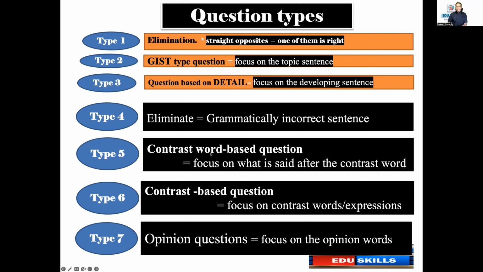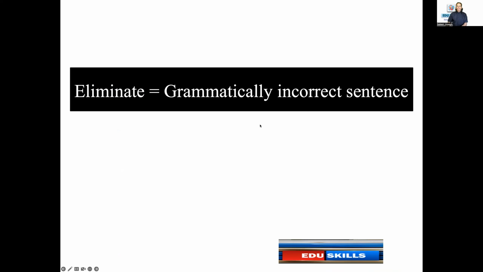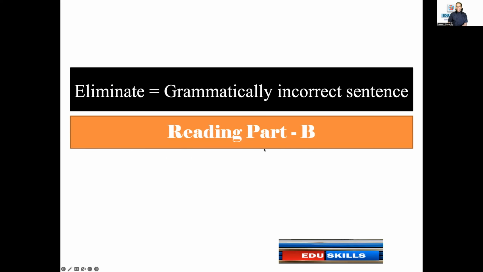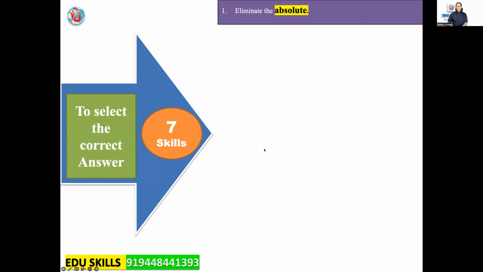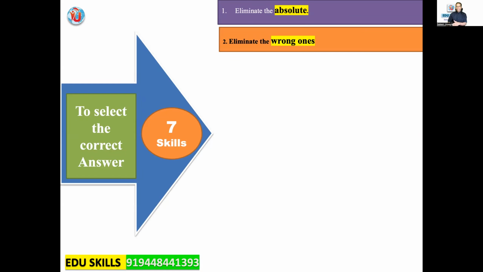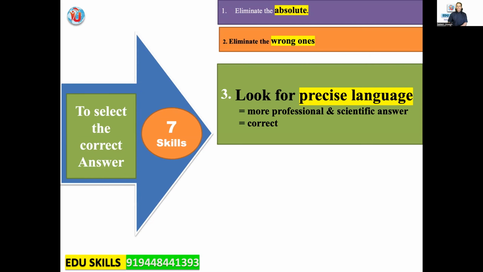And there are other types, 5 more types, which we will not be able to go into today. It will take a long time. We'll continue again. Eliminate grammatically incorrect sentences. We are taking from Reading Part B. As we have seen in the elimination method, 7 skills of elimination. If you have not attended the session, there is a video on the EduSkills OET YouTube channel. Please visit. You will have clarity on the concept.